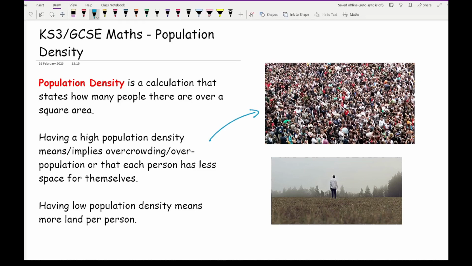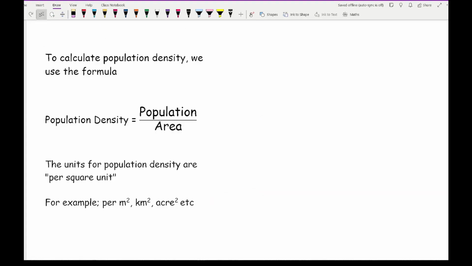And therefore, having a low population density means that there's more land per person, so you're going to be more isolated. Now, to calculate the population density, we need to use this formula. Population density equals the population over the area. Now, the units for population density are per square unit, those square units depending on how your area is measured.